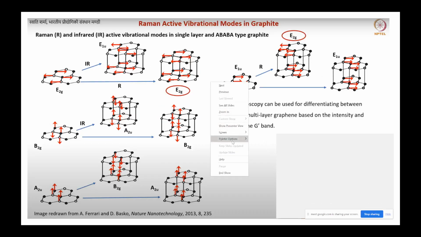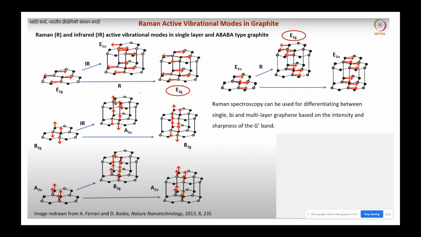So here you can see that Raman and IR active vibrational modes are in single layer graphite. Here these show how it is vibrating, so it is a different band. Raman spectroscopy can be used for differentiating between single, bi, and multi-layer graphene based on the intensity and sharpness of the 2D band.